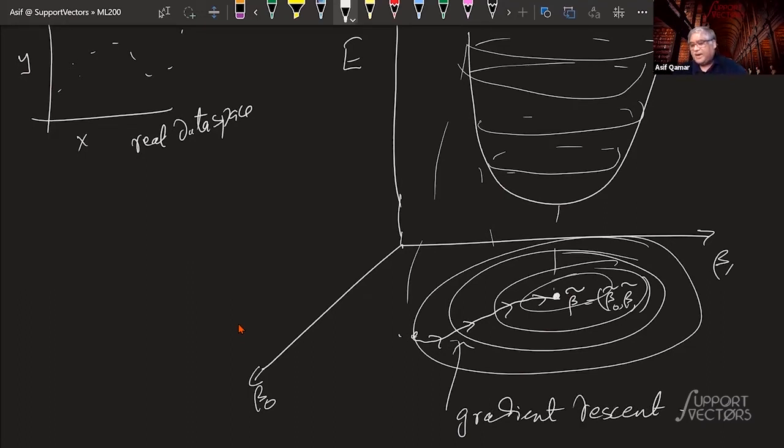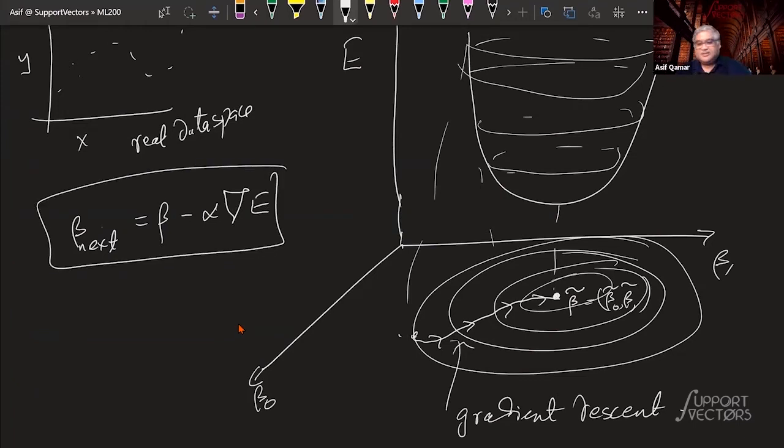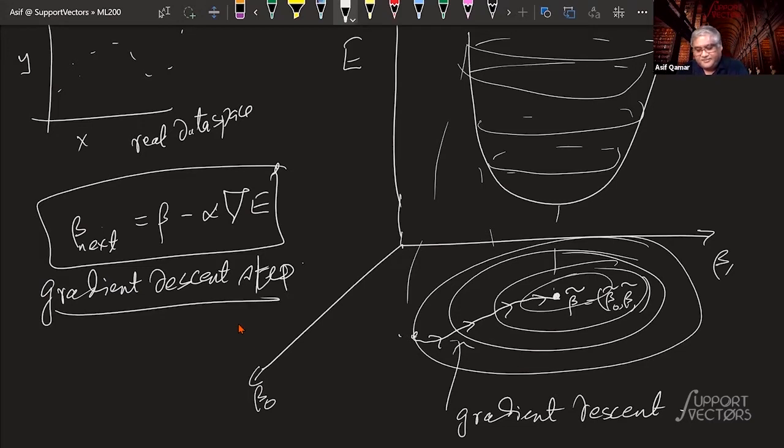So we won't recap that. But if you want to remember the rule of gradient descent, it was beta minus alpha times the gradient of E, the derivative of E. So this is your ML100. Go back and look at the notes. You'll see that this is your gradient descent step. In other words, go opposite to the gradient. If you're here, go opposite to the gradient.